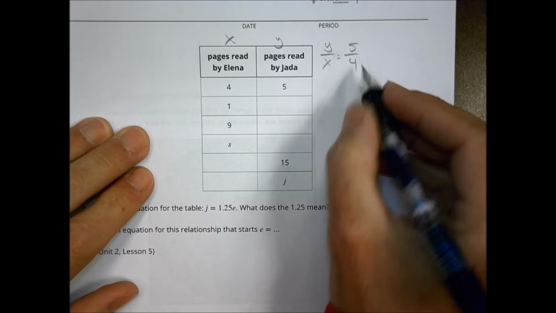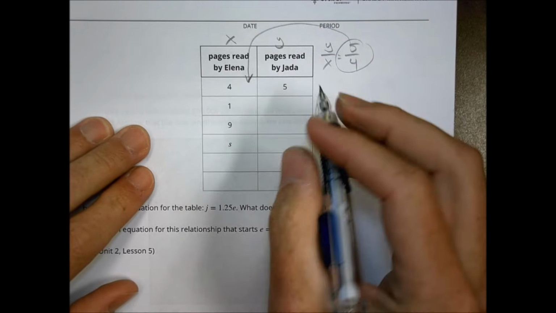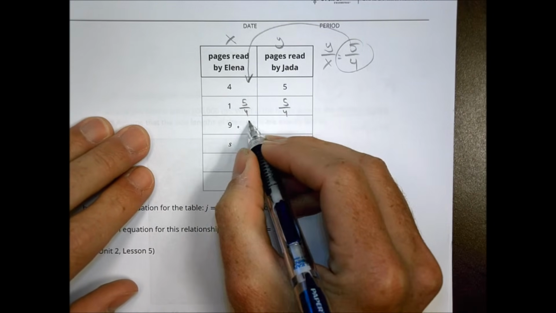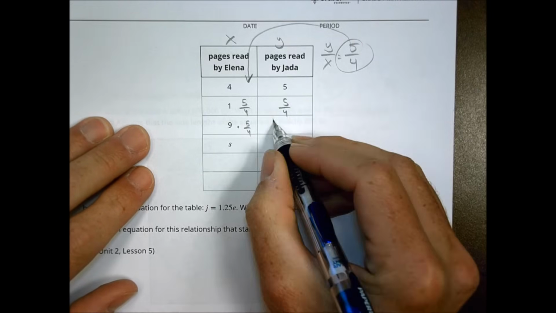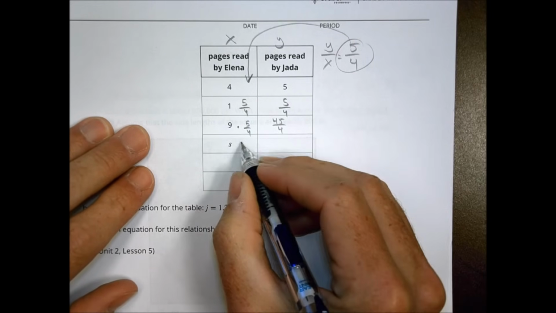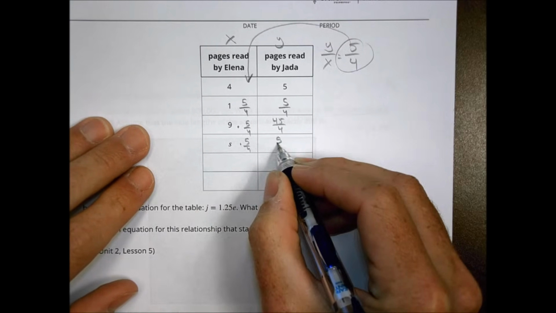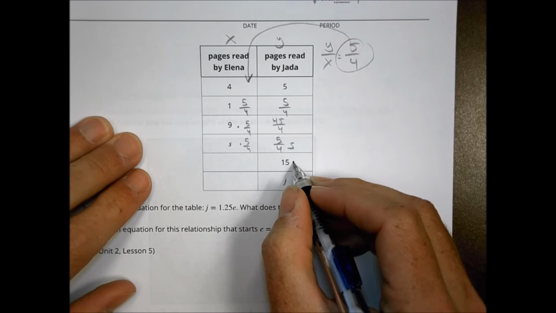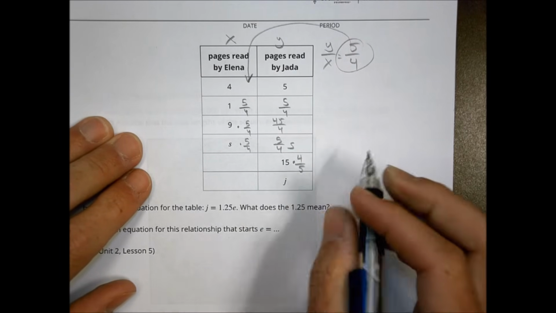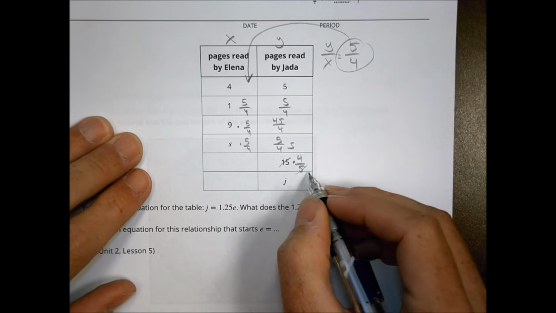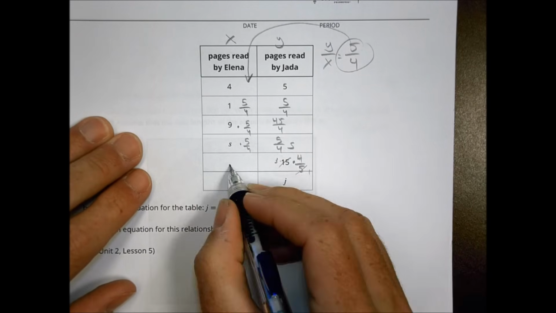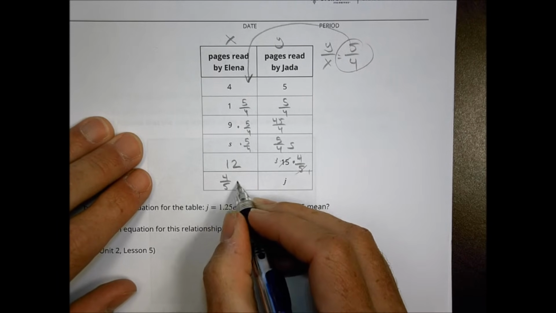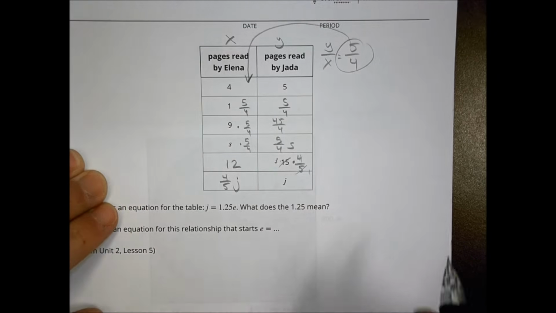So I can use that as my constant of proportionality. So then multiply. So 5 over 4 becomes 5 over 4. 9 times 5 over 4 becomes 45 over 4. S times 5 over 4 becomes 5 over 4 s. And now for these ones, to go the other way, I'm going to multiply by the reciprocal, right? We flip that over, go the other way. So I can reduce this to 1 and 3. 4 times 3 is 12. And again, multiply by the reciprocal, we get 4/5 times j. Okay? So this is the review from Unit 2, Lesson 5.